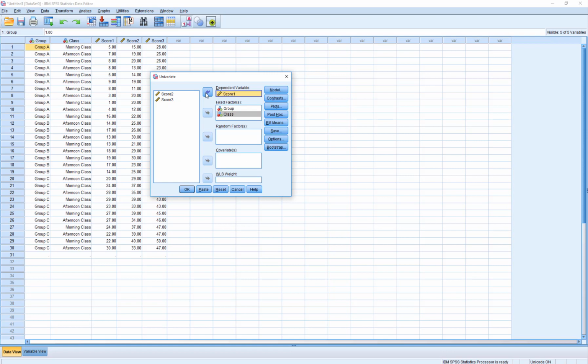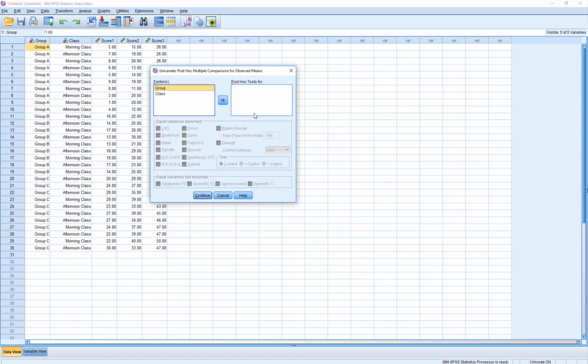Now what the ANOVA is going to do is it's going to take a look at score 1 across group and class. It will look at group by itself, it will look at class by itself, and then it will see if there is any interaction between the two. I'll explain an interaction momentarily. In the meantime, we need to run a post hoc test.